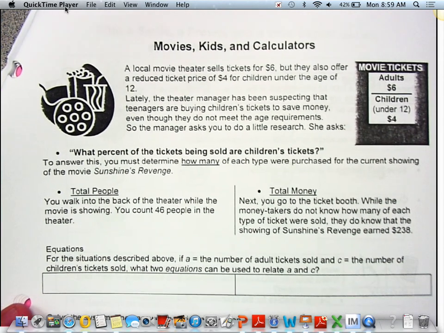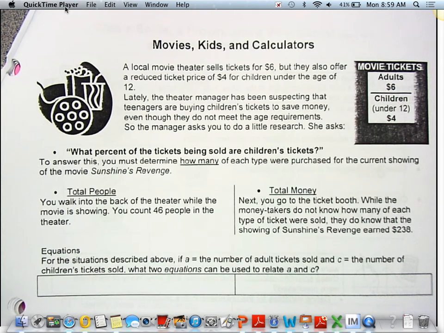All right, local movie theater sells tickets for $6, but they also offer a reduced price ticket of $4 for children under the age of 12. Lately, the theater manager has been suspecting that teenagers are buying children's tickets to save money.